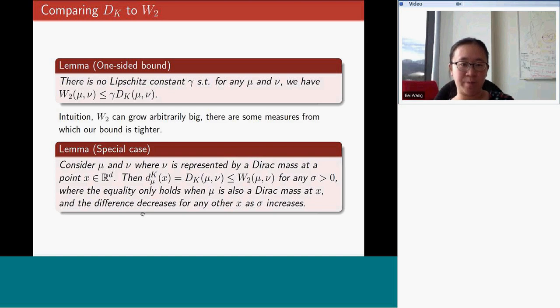I'll skip the details of the special case, but essentially when one of the measures is a Dirac mass, I show that it is upper bounded by the Wasserstein distance for the kernel when the kernel parameter is bigger than zero. But this is sort of a special case. We haven't seen why it's necessarily extremely useful, but it's just a nice property to have.